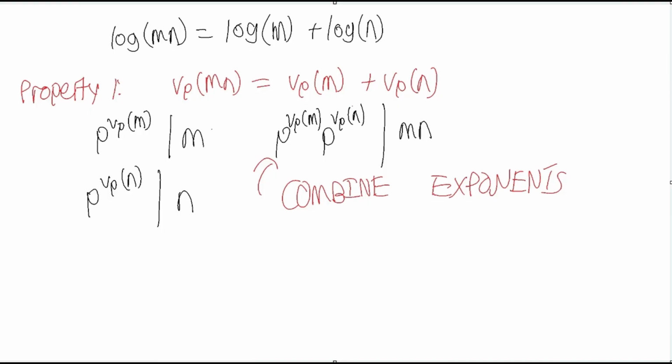By combining the exponents, we get nu p of m plus nu p of n is equal to nu p of mn. And notice that combining the two exponents here should make the resemblance to log clear, because in a way, log is just inverse exponential, and 10 to the x plus y is 10 to the x times 10 to the y. So what does this mean?